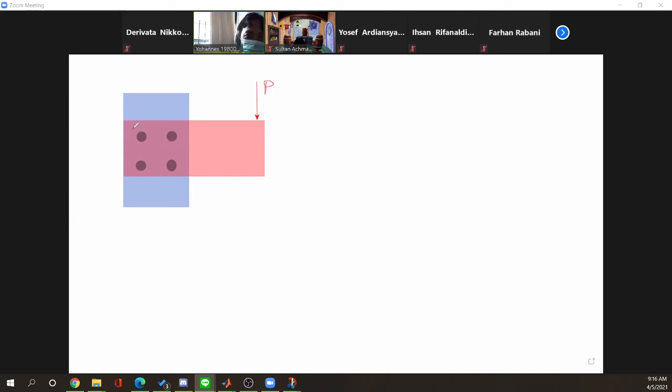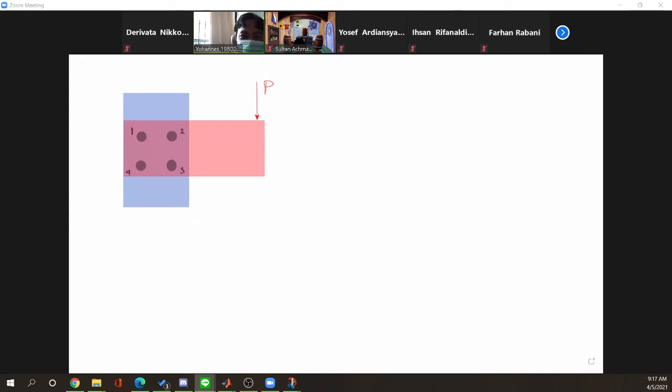So if we give the name of the rivet one here, this is the first rivet and this is the second rivet. And this is the third, this is the fourth. Then it has the center of the joint. Where is the center of the joint? We have to find it first.